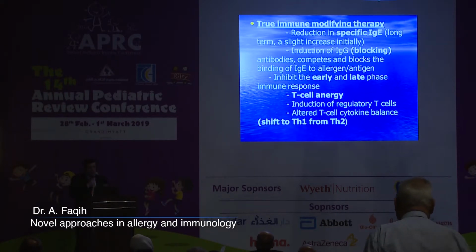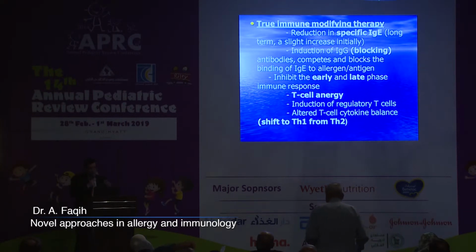In addition, we have something called T-cell anergy, meaning we make these T cells non-reactive, inert. As a result, we don't have the allergic process going into cascade. And in addition, as I said earlier, we shift this allergic immune process from Th2 to Th1. As a result, we're going away from atopy and towards other diseases, away from being atopic.